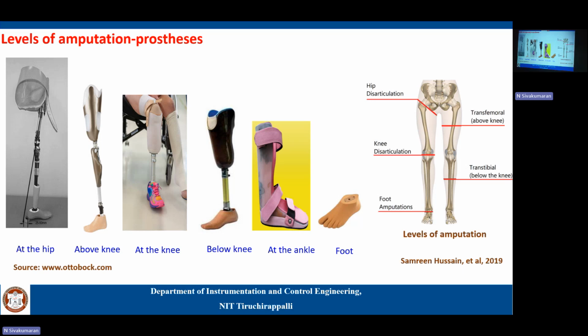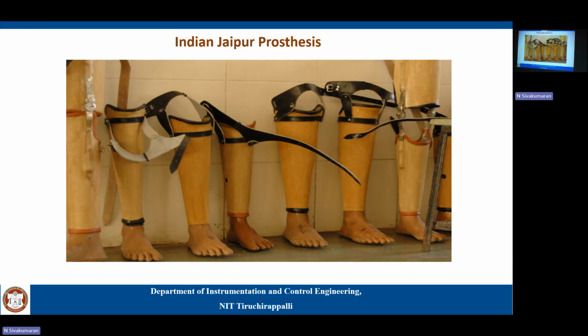But in India, you all would have seen people who had amputations at any level, either at the tibia, above the ankle joint, at the knee joint, or above the knee joint, wearing this. This is the Jaipur foot. It provides only support.